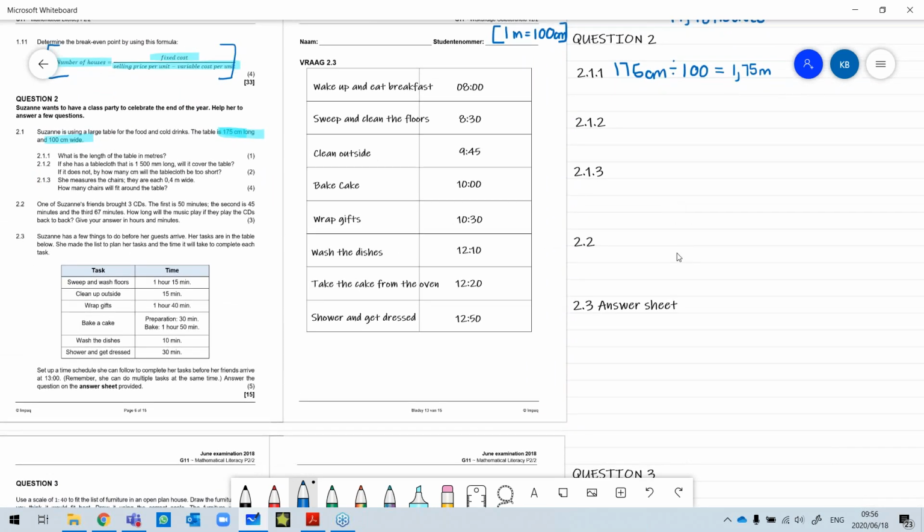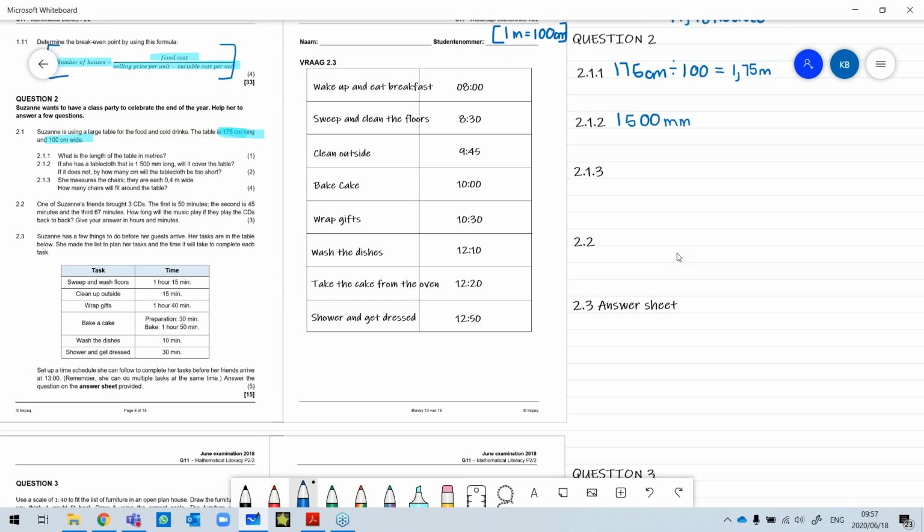If she has a tablecloth that is 1,500 millimeters long, will it cover the table? If it does not, by how many centimeters will the tablecloth be too short? So first of all, once again, the 1,500 millimeters, we are going to convert this to centimeters.